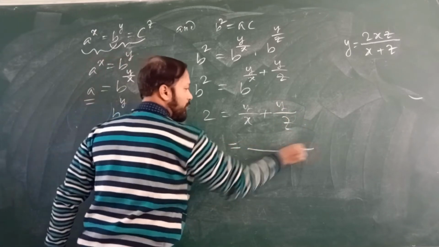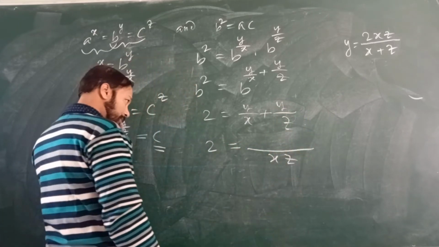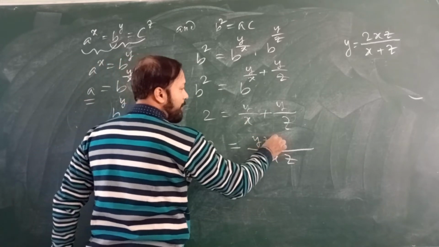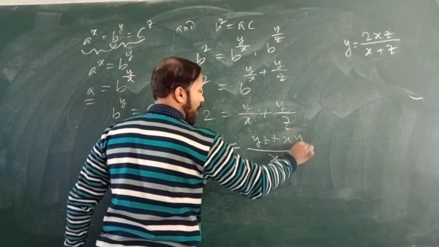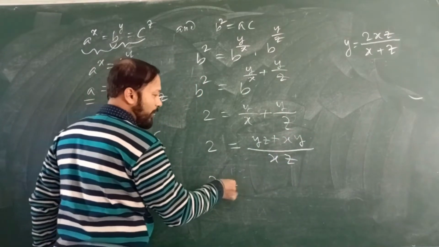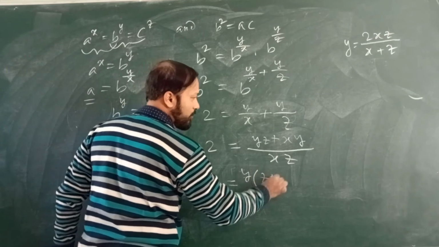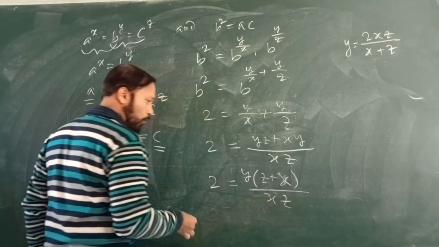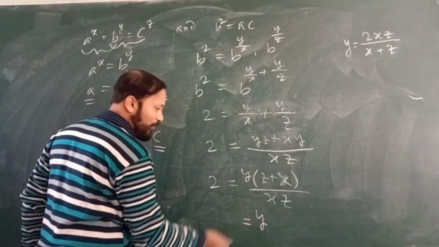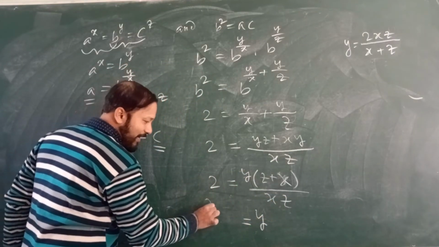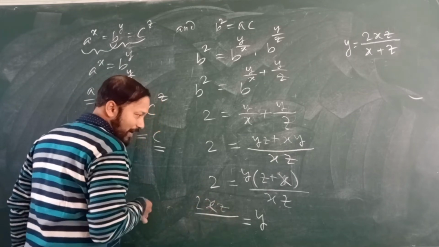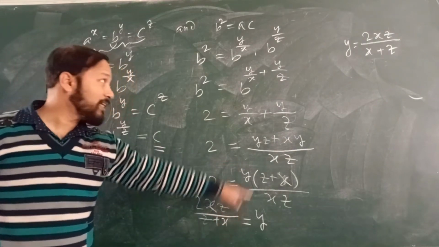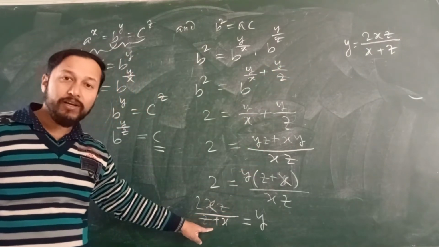2 equal to, with common denominator xz, yz plus xy. So 2 equal to y is common, (z plus x) by xz. So y equal to, this one will go up, 2xz by z plus x. So y equal to this. Understood? The thing is proved.